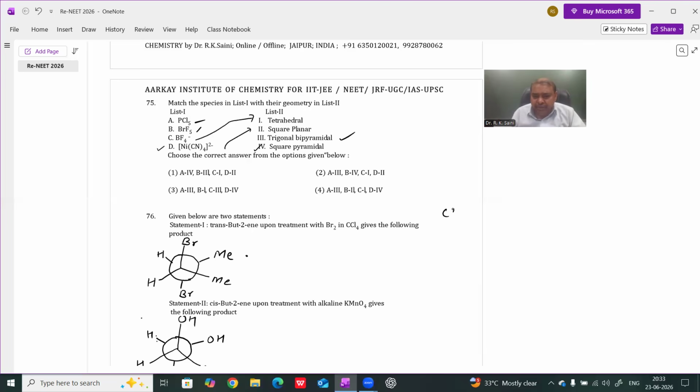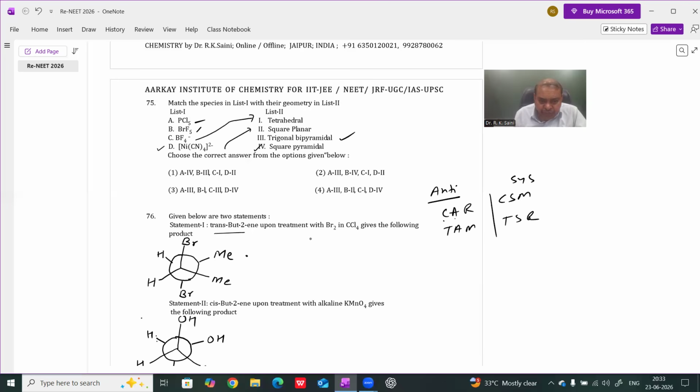We know the geometry or stereochemistry of addition reactions: you check CAR and TAM. Cis alkene with anti-addition gives the product as chiral (racemic), and trans gives meso. In case of syn addition, it is CSM and TSR. Now we check the statements.